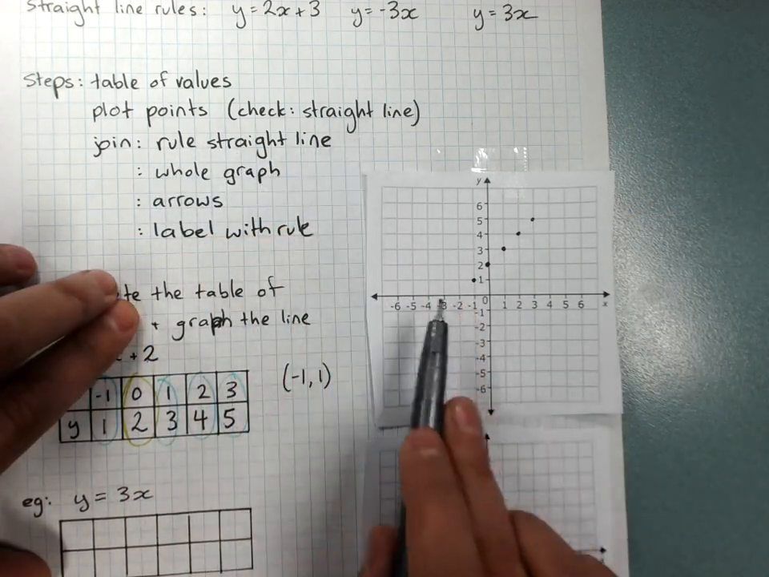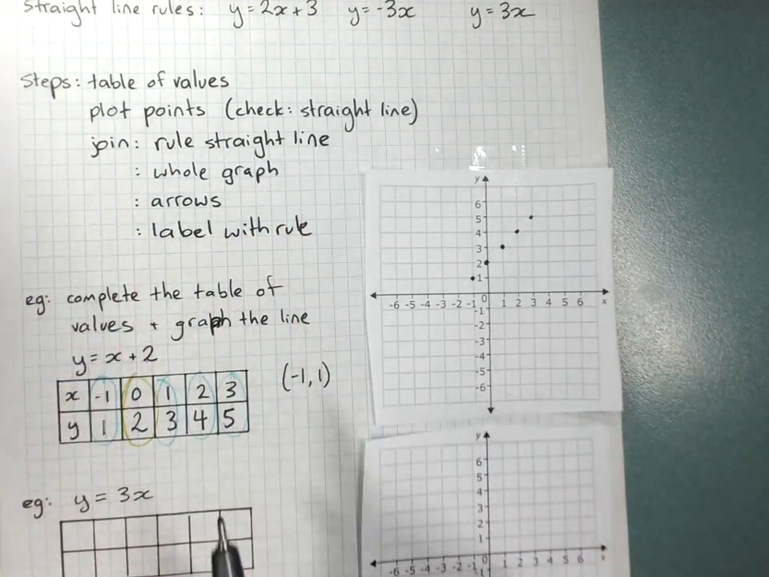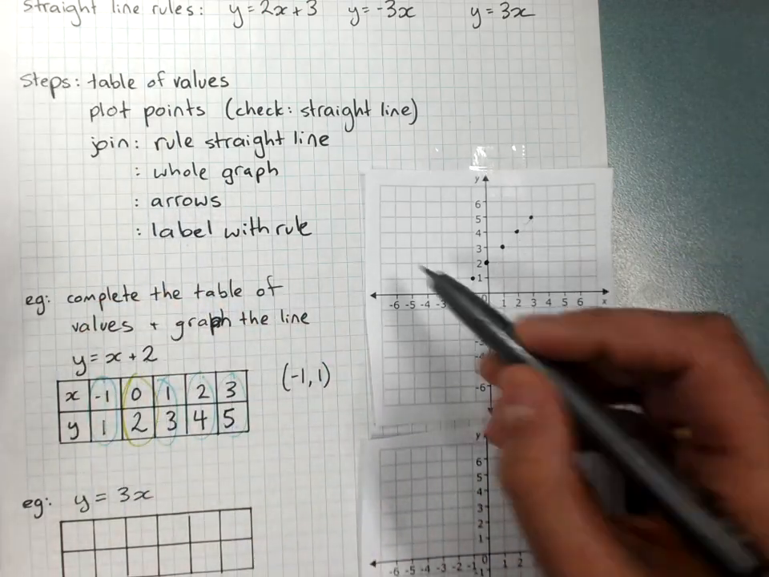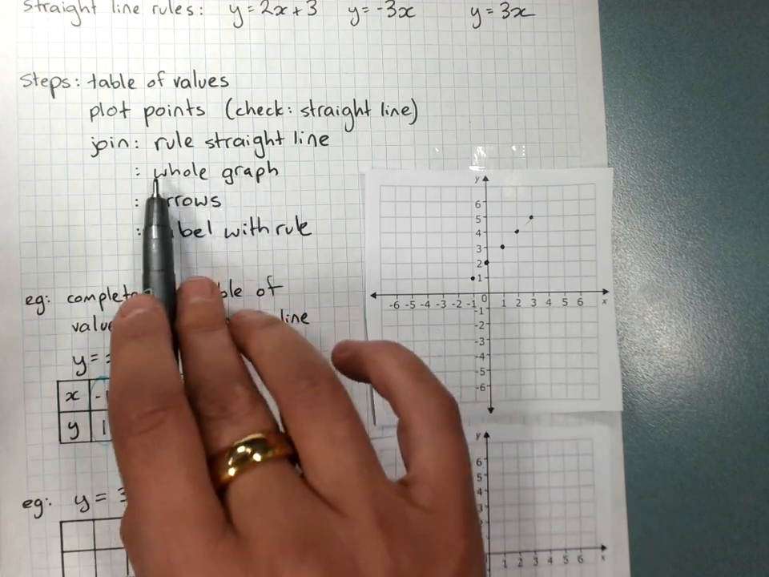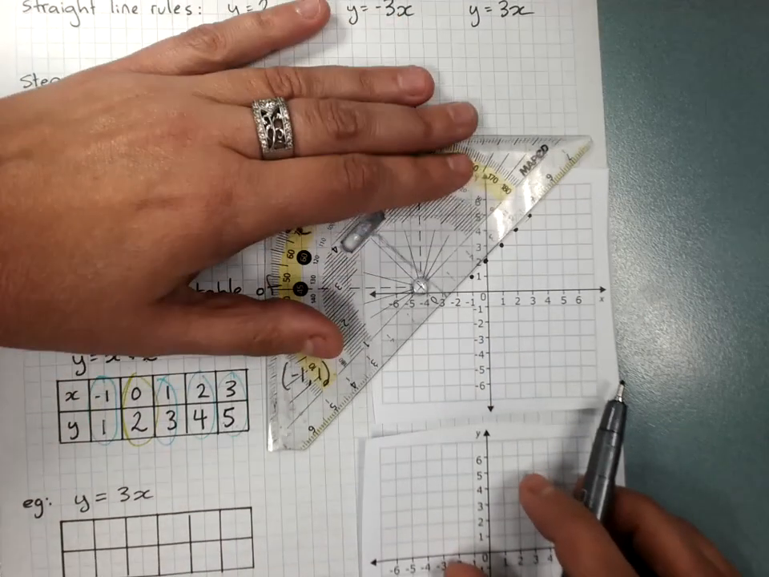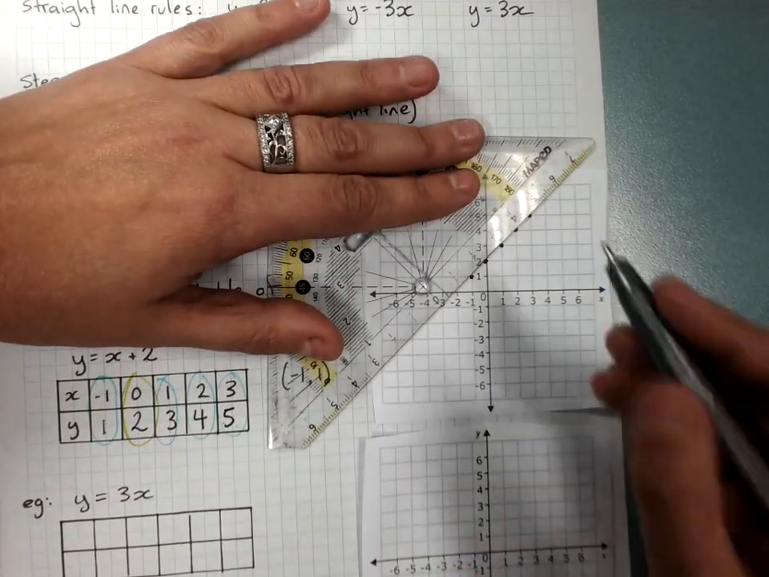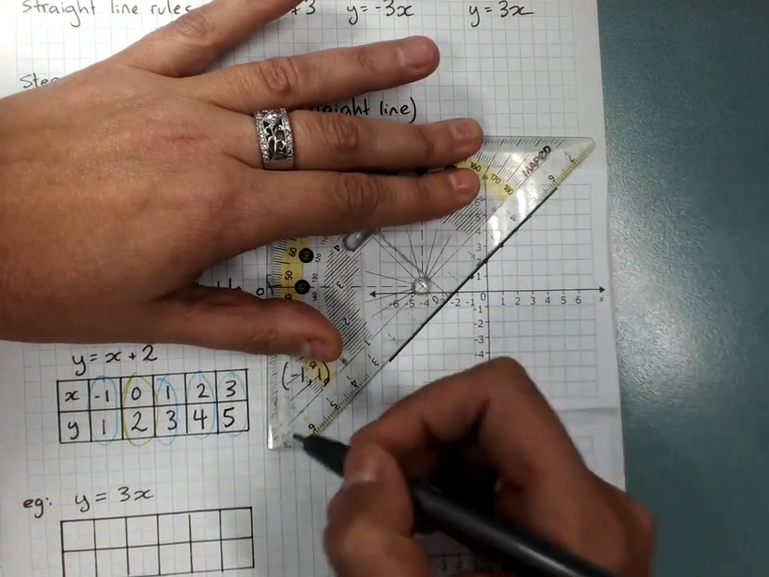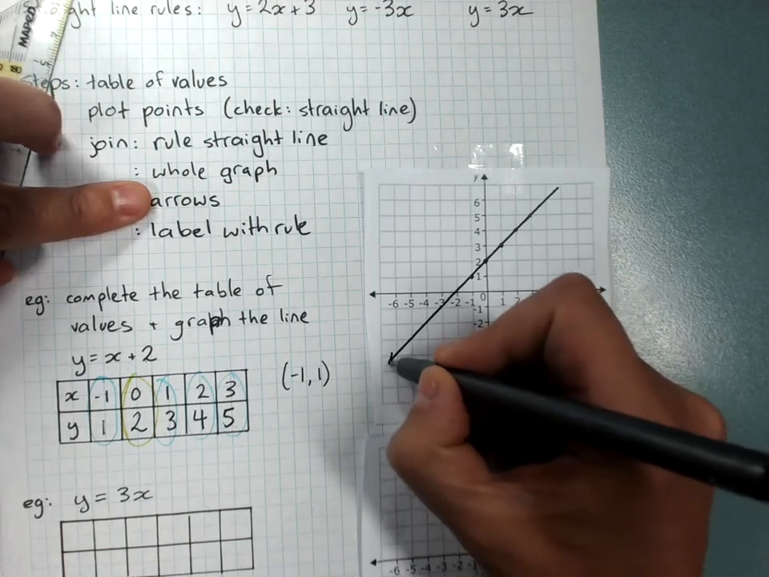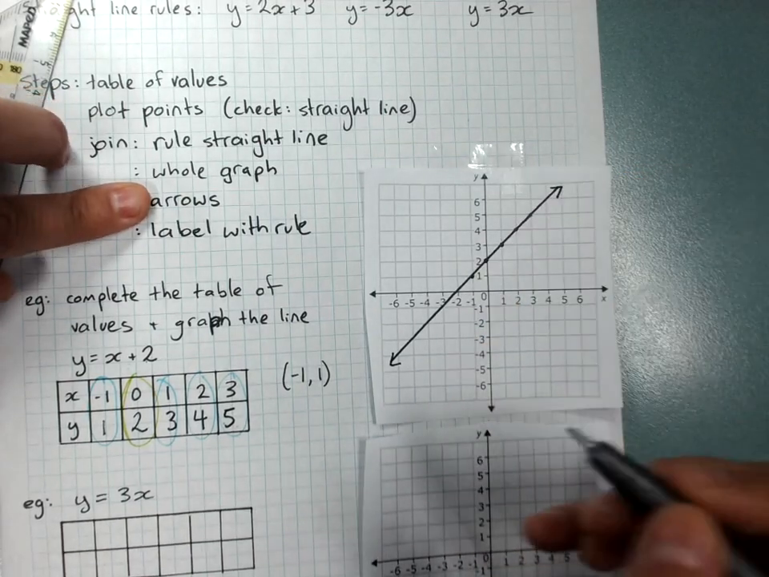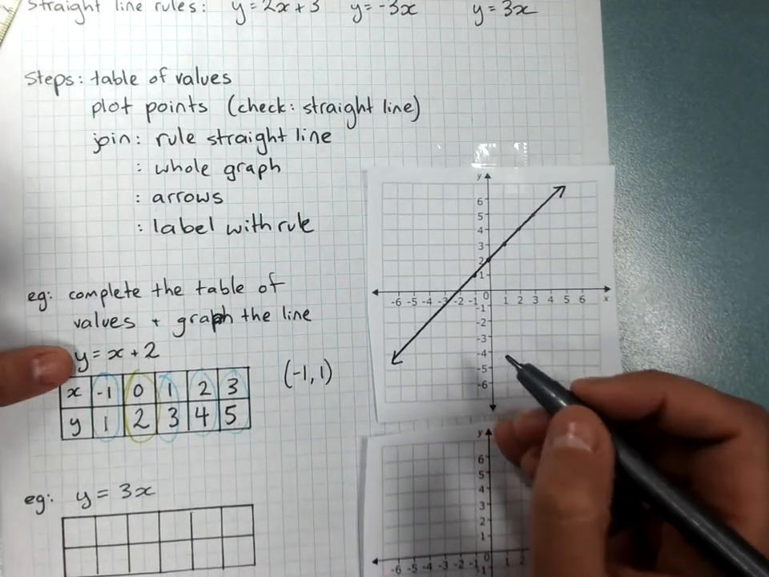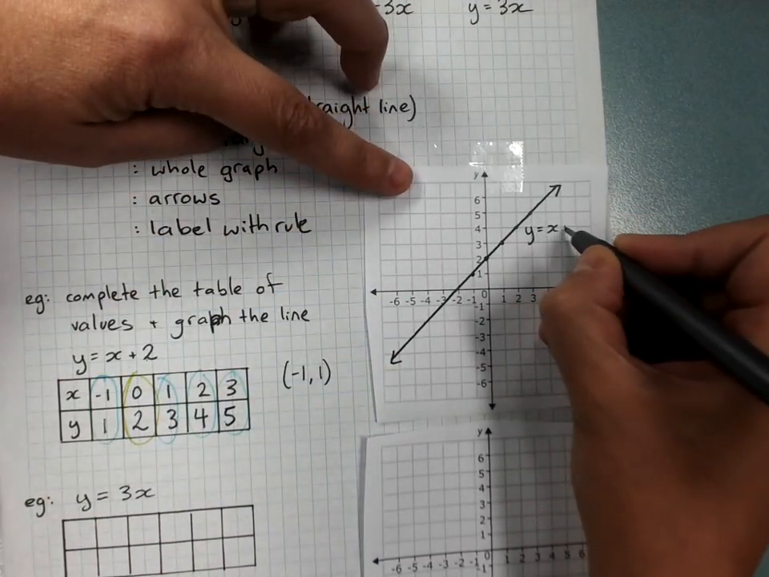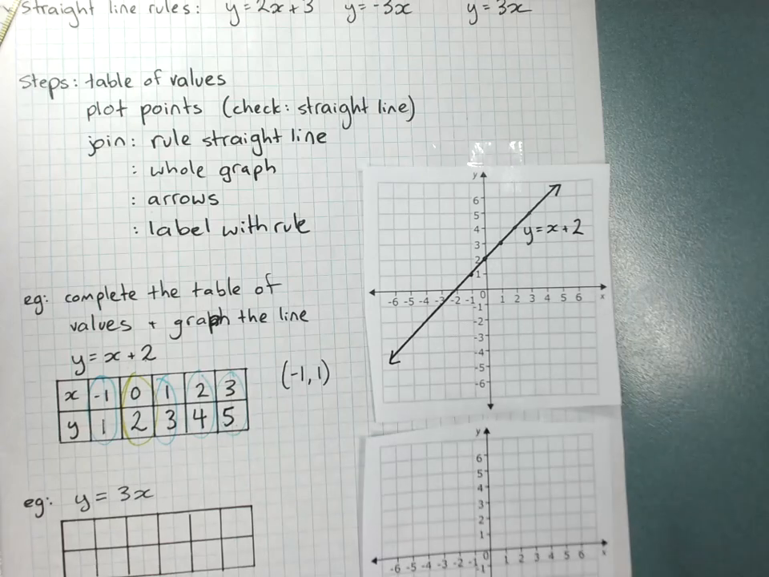Check that they're in a straight line. Yes, they are. It means we did it correctly. Rule a straight line through all those points, taking up the whole graph as neatly as we can. Whole graph. Arrows at either end to say that it could have kept on going, and label it with its rule. Y equals x plus 2. And you have graphed that line.